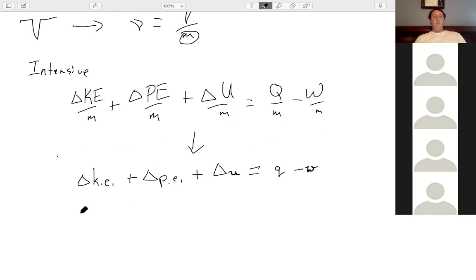All right. So what would that mean? Well, delta lowercase ke, that's just going to be the kinetic energy divided by the mass. That's just 1/2 velocity, that's actually speed squared. Delta pe lowercase, if it's gravity, it's mgh, so that's just going to be g times delta h.